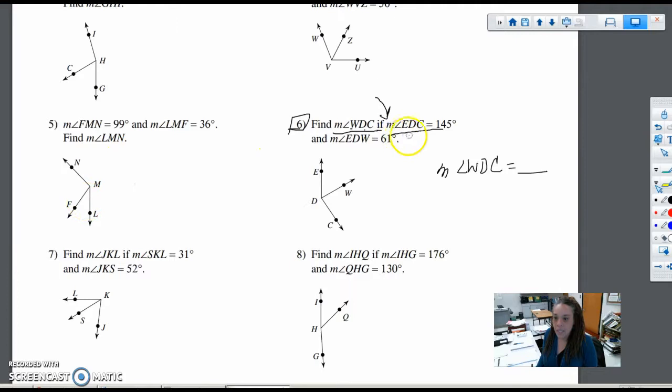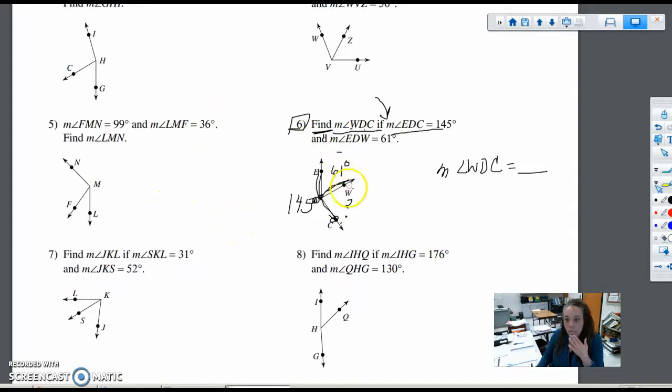Here, angle EDC, from E to D to C, is actually the whole. So I'm going to write the whole out here, 145 degrees. The other thing that they told us was EDW, going from E to D to W, that's 61 degrees. And what is left over, WDC, we don't know that measure. That's the one they asked us to find. So we have to use a different strategy.